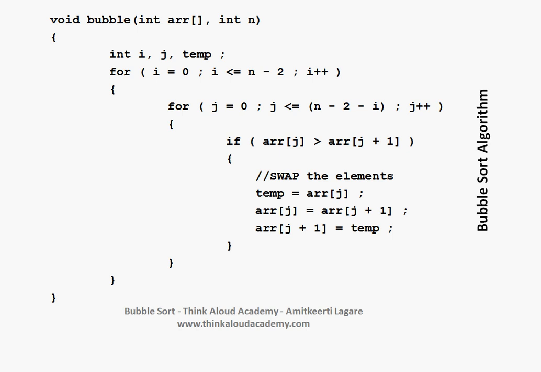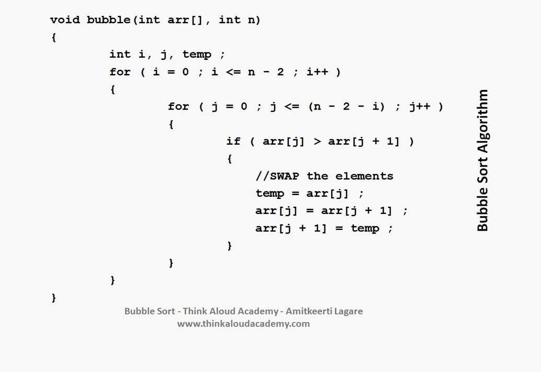Now, this is the algorithm for Bubble Sort. This code has been written in C. So you will see that the function bubble takes an array as a parameter, and it also takes n, which is the number of elements, as a parameter. And then there are two for loops. The outer for loop is for the number of iterations, that is the 6 iterations that we saw, and the inner for loop is for comparing the adjacent elements.